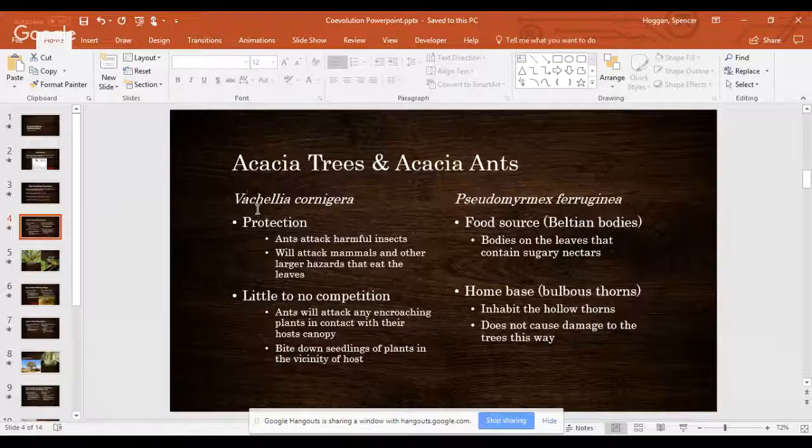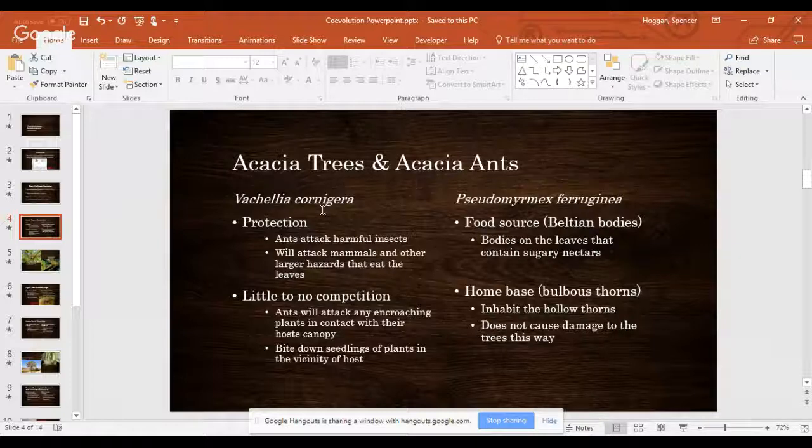The acacia tree is also known as the bullhorn or the swollen thorn acacia tree. What they get from the ants is protection. The ants will fend off and attack other harmful insects that could hurt the tree, burrow into it and whatnot. They also attack mammals: let's say a giraffe or a cow comes up and starts eating some leaves, the ants will go out and start biting it so that it backs off and gets away from its host.